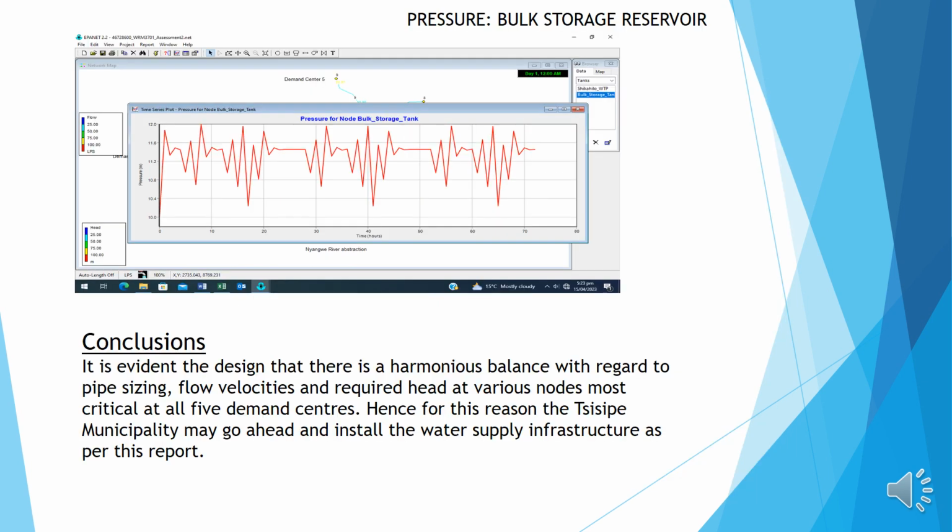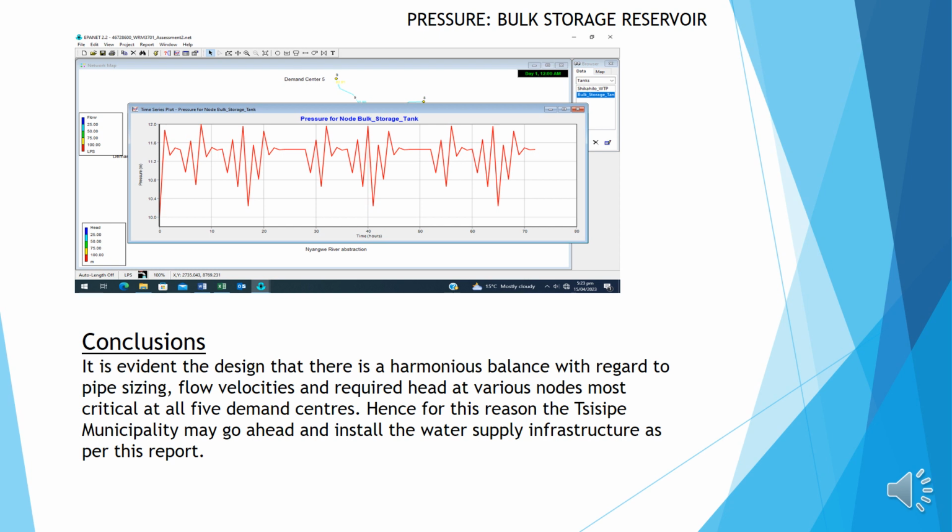Then there's inclusion of the slide that shows the pressure for node, bulk storage tank, and in conclusion, we have come up with the correct pipe sizes, and also our velocity is within range, and the volume meets the demand, and we got a successful run from the trials.